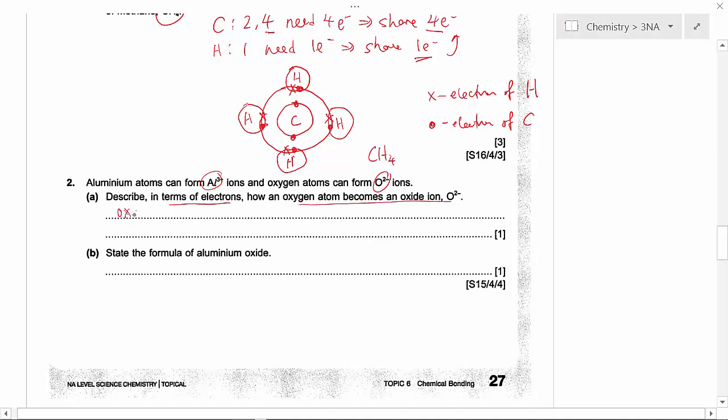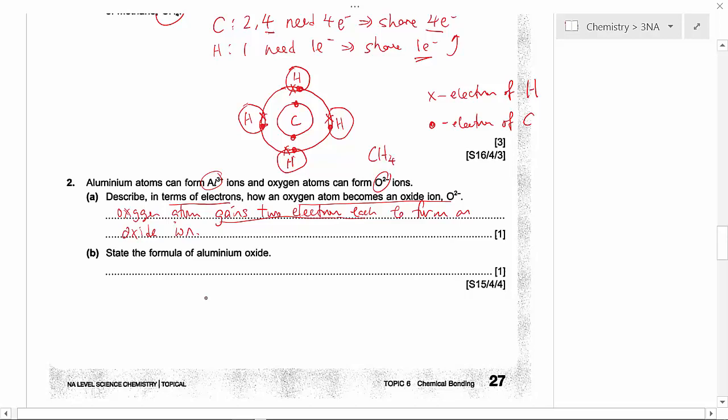So oxygen atom gains, the keyword is gains 2 electron each to form an oxide ion. Okay, keyword gain 2 electron each. So every atom, each oxygen atom will gain 2 electron.